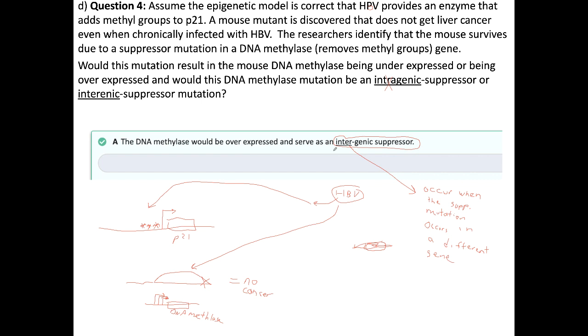An intragenic suppressor mutation is when the suppressor mutation occurs on the same gene. So in this case, if this were an intragenic suppressor mutation, then the mutation would have occurred somewhere on this gene that reversed the cancer phenotype.